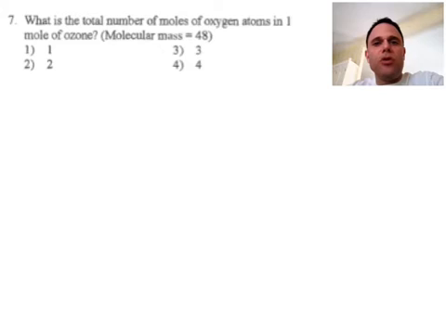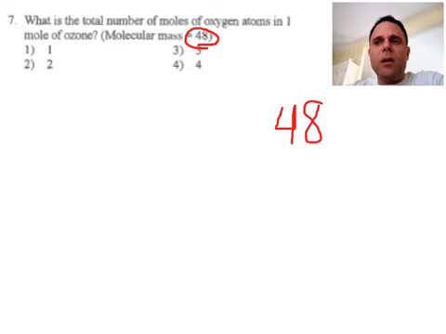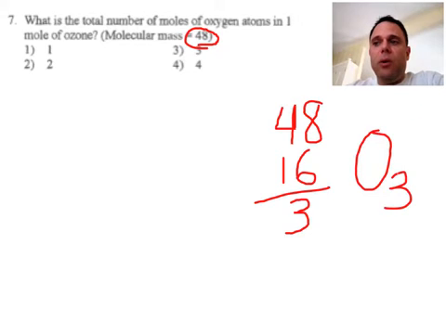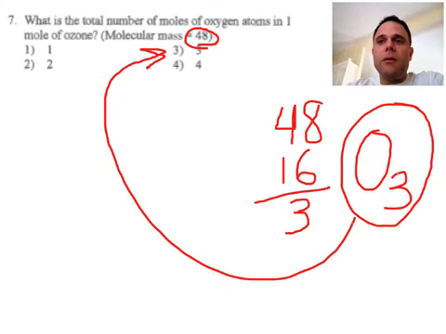Now this question was a little tricky. In class I did give you the chemical formula for ozone, but let me read to you the question. What is the total number of oxygen atoms in 1 mole of ozone? If you were aware that ozone is a pure element of oxygen and its molecular mass is 48, you'd have to just say, the molecular mass is 48 and each oxygen has a mass of 16 grams per mole, so therefore I must have 3 oxygens. The formula for ozone is O3, which correlates with choice 3.